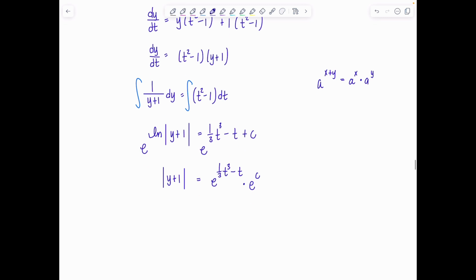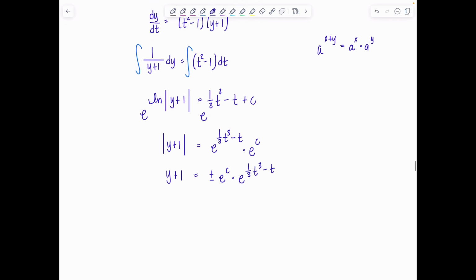Now in the next step, I'm going to drop the absolute value bars. And what does that mean I have to do? I have to put plus or minus on the right-hand side. Let me put this e to the c in the front, and then I have e to the 1/3 t cubed minus t. Very good. The last thing I need to do is get rid of this 1 on the left, and I'm also going to redefine this as a new constant. So I'm going to say y is -1 plus k e to the 1/3 t cubed minus t, where k is plus or minus e to the c.